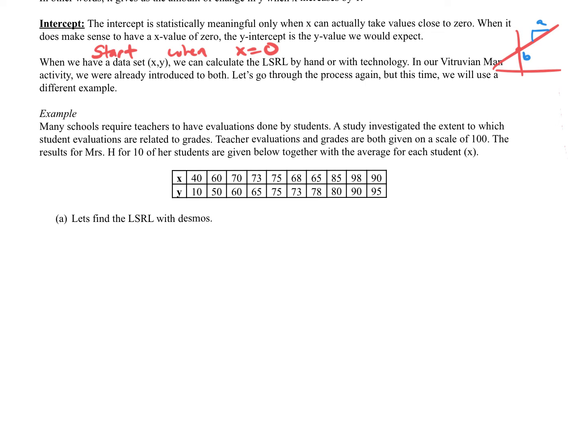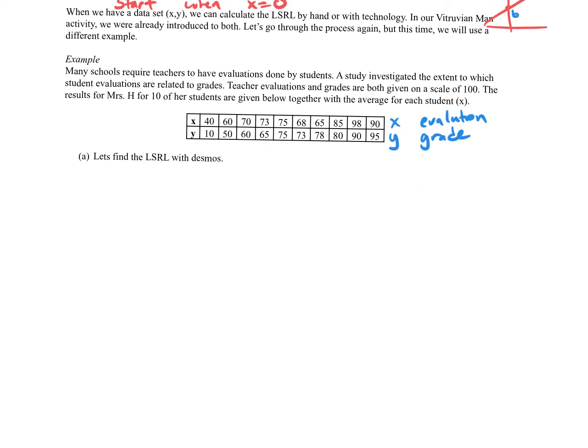Now x is the average for each student. So each of these values of x is the score on some kind of evaluation. This is the evaluation they gave their teacher. And then below, y is their grade in the class. So we want to know basically if you have a higher evaluation, do you typically have a higher grade? Or if you have a lower grade, do you have a less favorable evaluation of that instructor? So what I'm going to do is put this in Desmos and figure out how to do that.